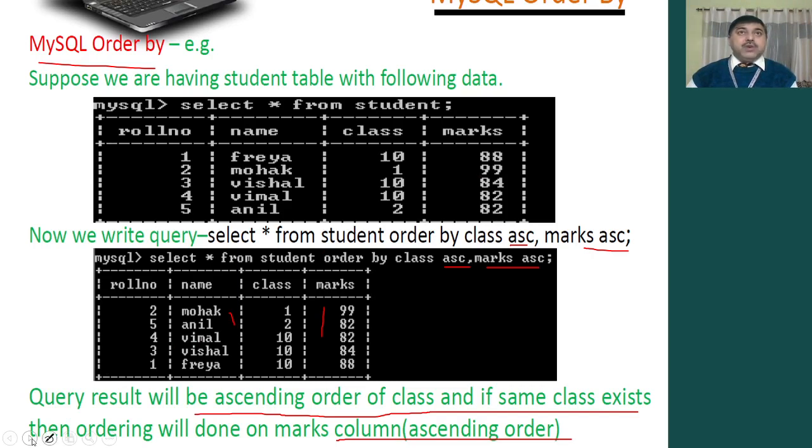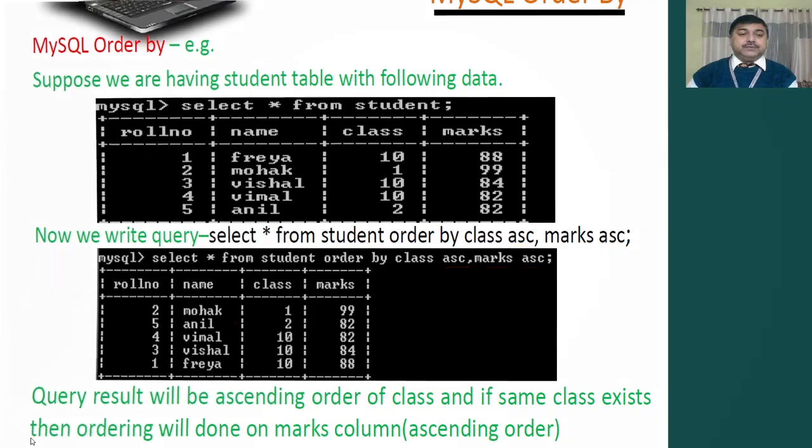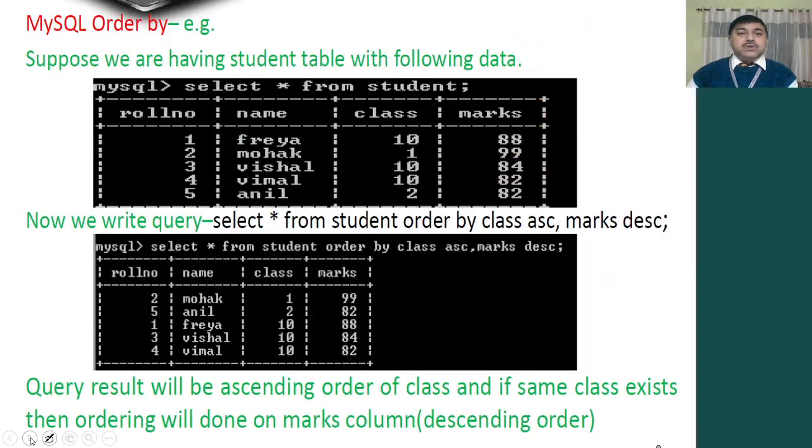That means ORDER BY will work in a particular structural form, in a particular format, and in each and every part of it we will do our work. So this is what the ORDER BY clause is, that means how we want to sort this particular data.